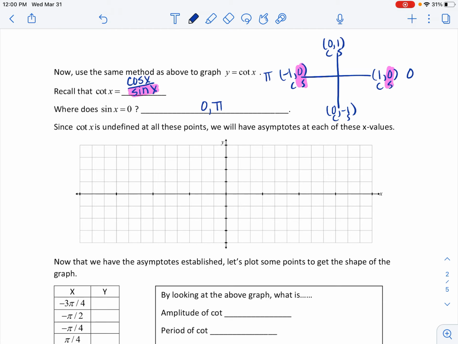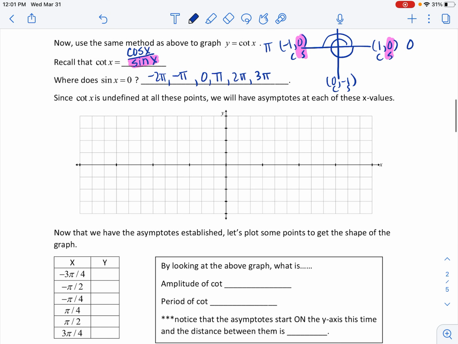Now look, this never really stops, right? I mean, we can keep going around and go to 2 pi if we wanted to. We could keep going and even go to 3 pi, or we can count in the other direction and go negative pi, negative 2 pi, negative 3 pi, etc. Okay, so let's go ahead and put our asymptotes at those points. So let's see what this would look like.